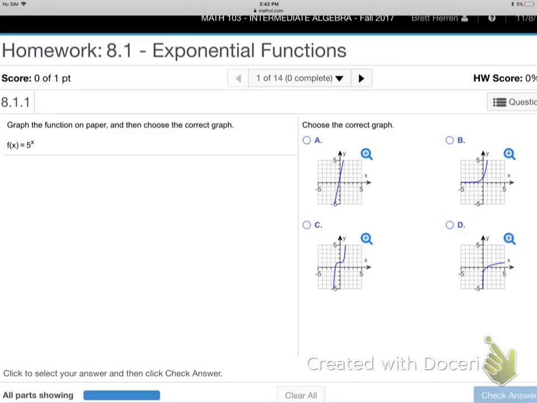All right. So they're giving me 5 to the x power. So y equals 5 to the x power. And they're asking me, oh, I just changed the f of x to y. Remember that? F of x is just y. Function letters are just y. So anyway, how do you graph that thing?